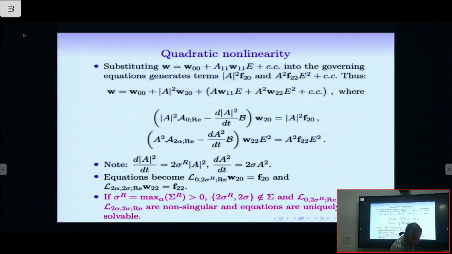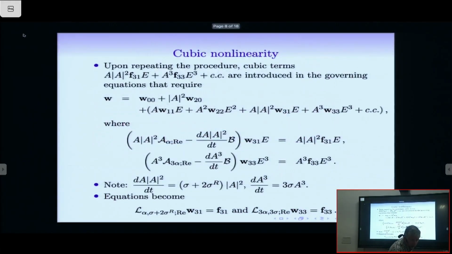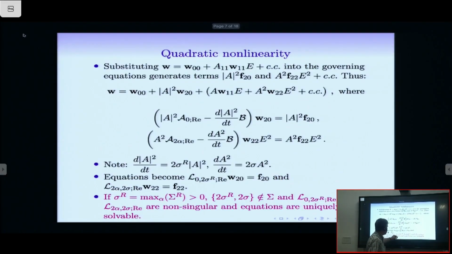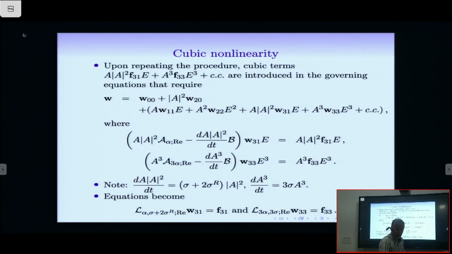So we go through all this algebra. We introduce this quadratic nonlinear variation, so it is all there. These are recognizable equations, so A squared, the magnitude of A squared, all this is there. This magenta conclusion is the same as we made before. We're just concluding that these operators are not singular, so we can solve the problem. So we go to the third order and we still have no problem.